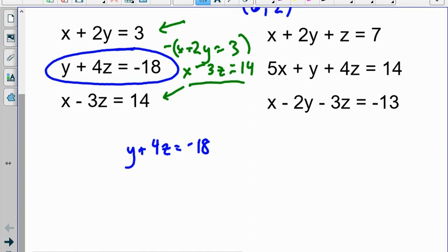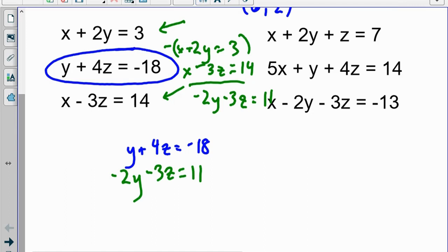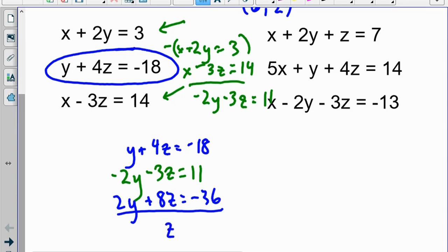So really quickly, I'll eliminate this. I get negative 2y minus 3z equals 11, which I can then write down here. If I multiply the top equation by 2, that ends up being 2y plus 8z equals negative 36. And when I solve this, I get 5z equals negative 25, which means z equals negative 5.